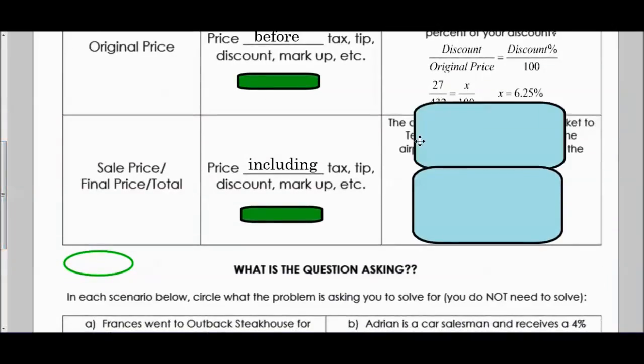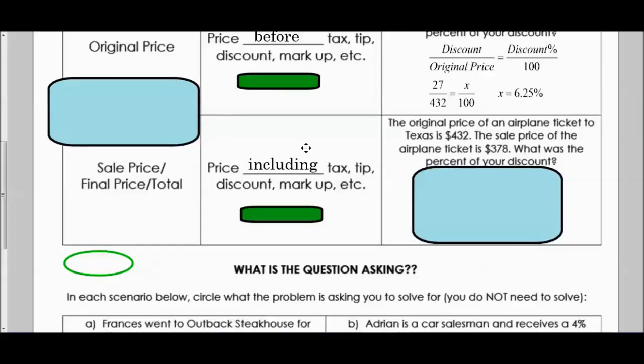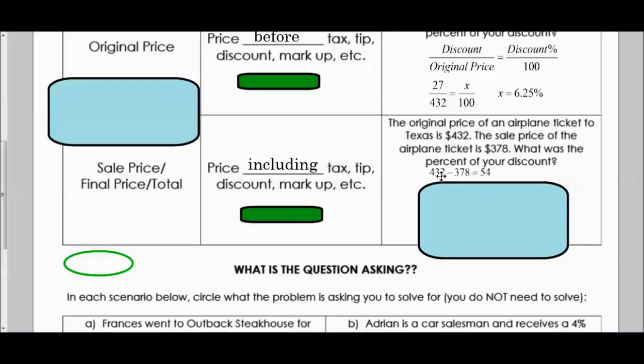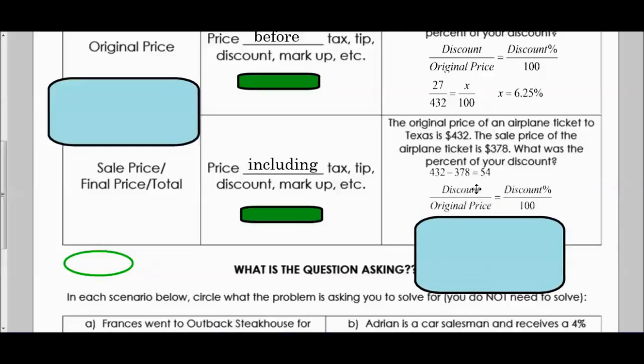On the next one, the original price is still $432. Now we're told that the sale price is $378. What's the percent of your discount? So now we actually need to find the discount amount. We don't know how much that is, but we can subtract these two and figure out how much that was. So we're going to subtract 432 minus 378. That's how much we saved. We saved $54. We found the discount amount.